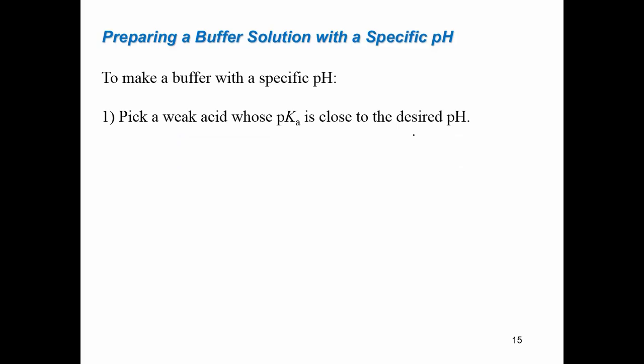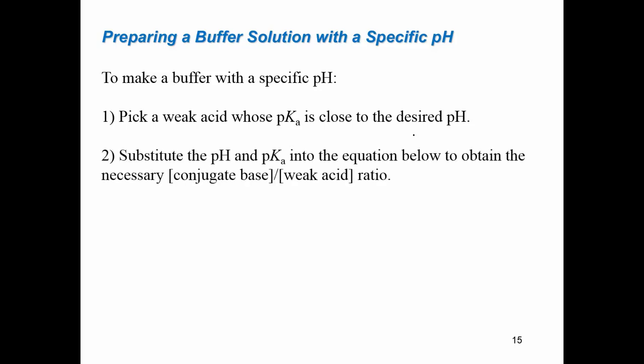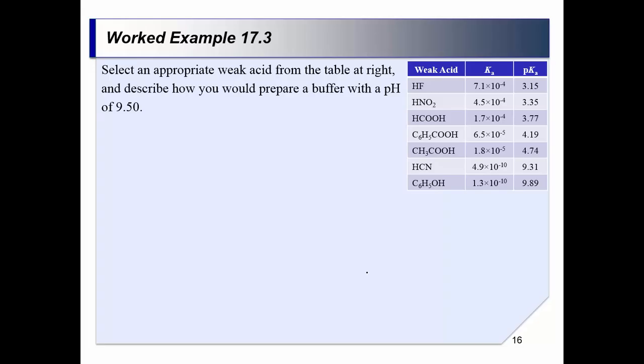So to make a buffer that has a specific pH, if we're targeting a pH range, we need to pick an acid whose pKa is close to that pH, and that way you will get your desired pH range for your buffer. So if you substitute the pH and the pKa into this equation here, then you will find the necessary ratio here. So if we're going to select an appropriate weak acid from this table to describe how to prepare a buffer with a pH of 9.5, we should start by finding something that has a pKa about what the pH of our target is.